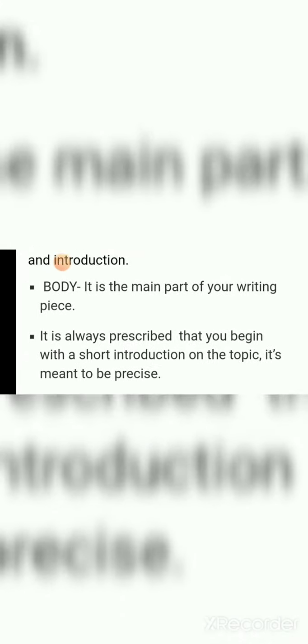Moving to the body now. The body is the main part of your writing piece, where you will open up your thesis in detail. Thesis statement, afterwards the main body. It is always prescribed that you begin with a short introduction on the topic. It's meant to be very precise. Just in 3-4 lines, you will open up your topic.